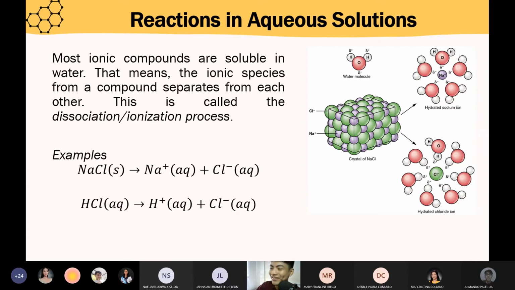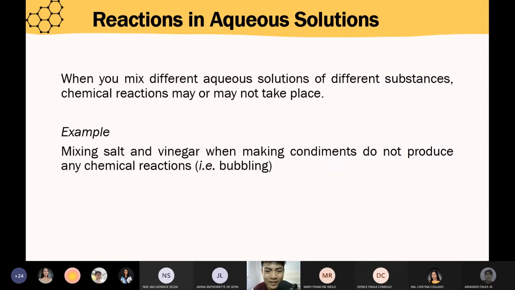Okay. Anyway, so yun yung dissociation process. So, when you put your ionic compounds in water, they turn into ions, okay? So for example, you have your NaCl, ito yun. They turn into ions because they become solvated. Napapaligiran siya ng tubig, okay? So, this is important because depending on the ions that you have, there might be chemical reactions that could happen.